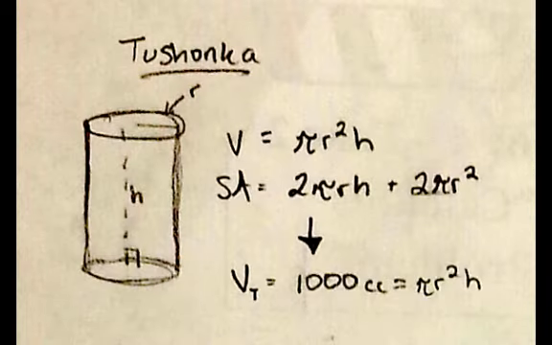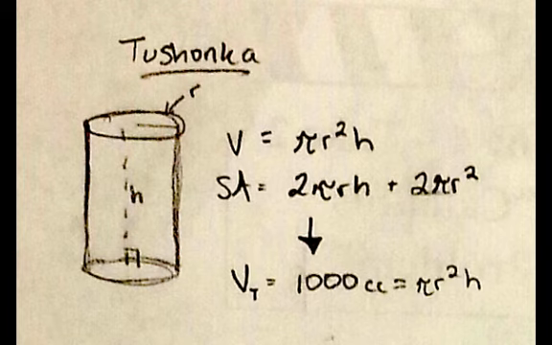Oh, brilliant genius of Soviet Russia, here's how we will start finding the area of a Tushanka can. You look at the volume, which is of course pi r squared h because it is a cylinder. You then look at the surface area, which is 2 pi r h plus 2 pi r squared, and you use those to make one formula. The volume is 1000 cc's, and that is going to equal pi r squared h.